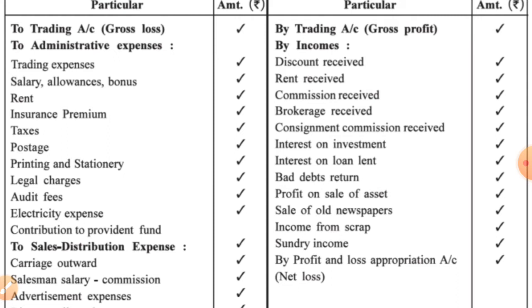If you have received a loan, then you have to pay interest, and if you have lent a loan, then you will receive interest. Bad debts returned means previously it was considered bad debts, now it has been recovered, so you can write bad debts returned, or it can also be called bad debts recovered. It is one kind of income for you. Profit on sale of assets: just as loss on sale of assets is recorded on the debit side of the P&L account, in the same way profit on sale of assets is recorded on the credit side. Sale of old newspapers, income from scrap, sundry income.